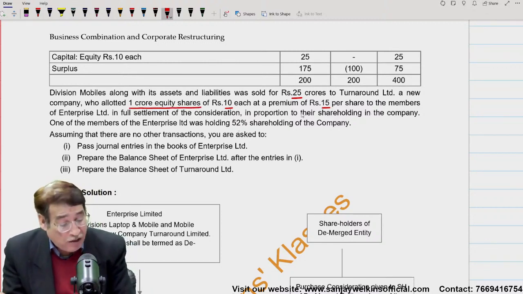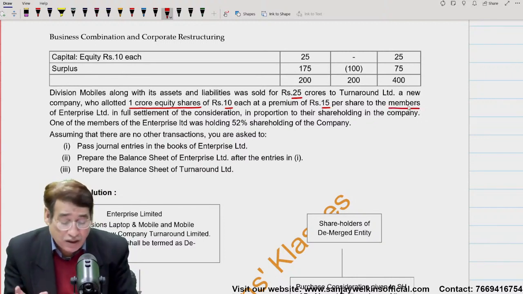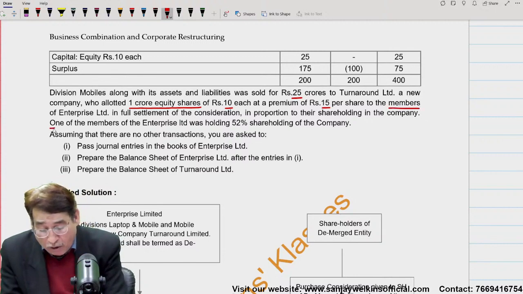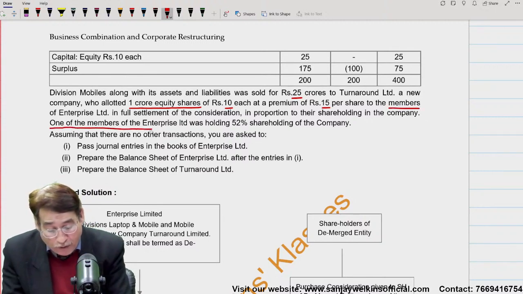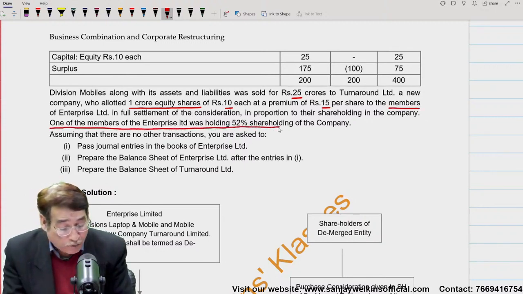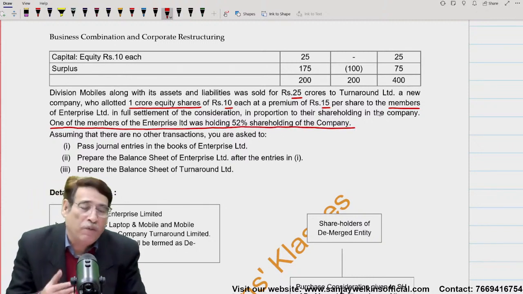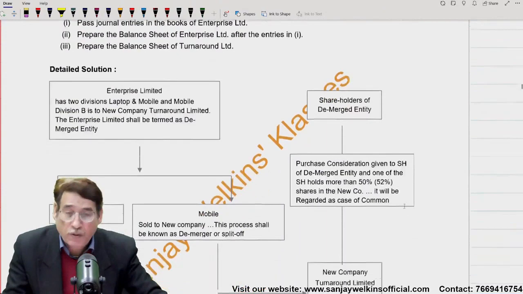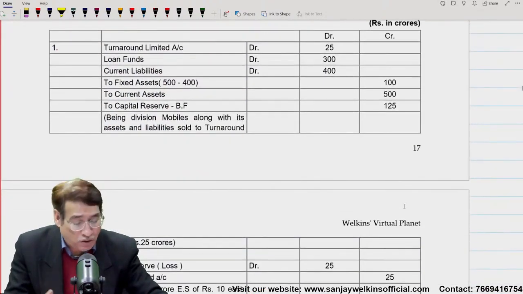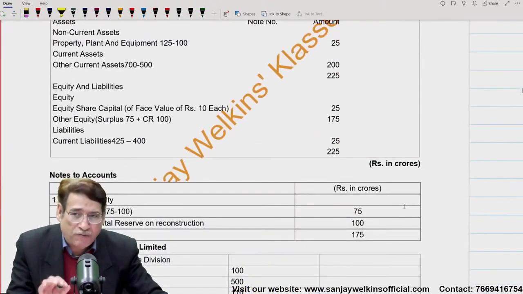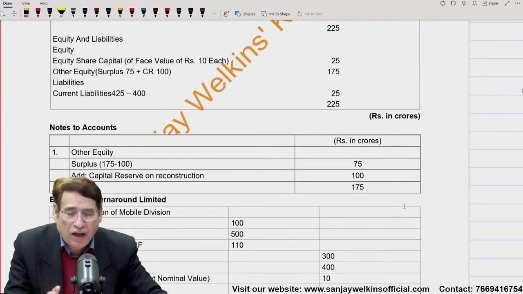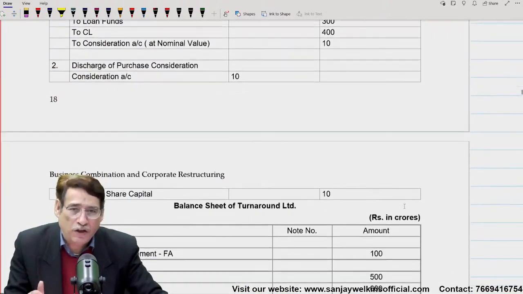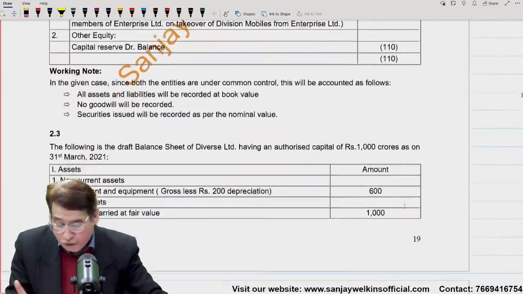Now, in this question, it is clearly mentioned that purchase consideration is being given to the members. And further, this line is also given in this question: one of the members of the enterprise limited holds 52% shareholding in the new company. So obviously in this case, you will have to apply the common control method. Is it clear to you? So I've solved the question, but try to refer to the solution only and try to do it without having a look over the solution. That is the best way to comprehend the things.